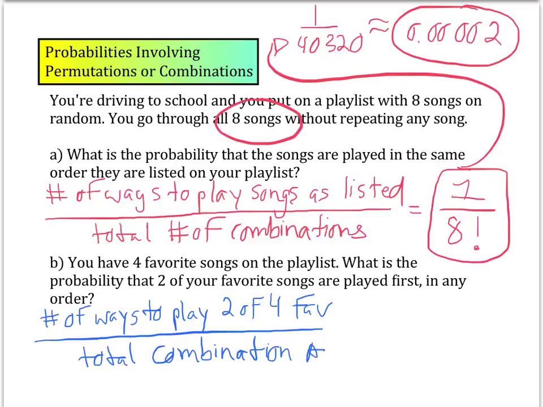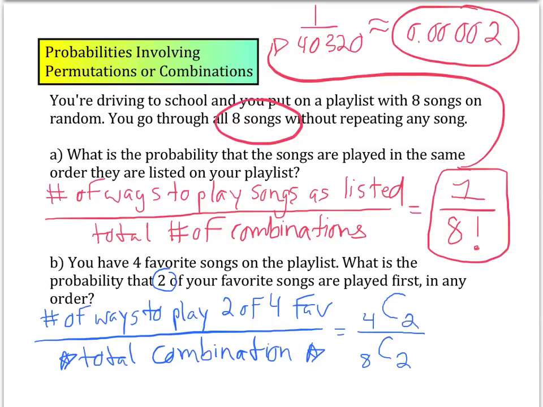So let's start off with the denominator first. I think it'll make it a little easier. So we want to figure out what's the total combination of picking 2 songs. Well, we know there's 8 songs, and what we have to do is choose 2 of them. So of the 8 songs, we want to figure out how many ways we can choose 2 of them. So this is our total combination. Now, ideally what we want is, since we have 4 favorite songs, we want to figure out how many different ways we can choose 2 of those 4.